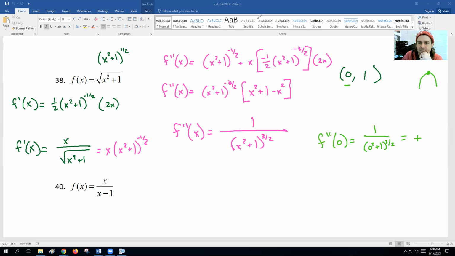Oh my, I always get this confused because I think positive would be a max, but positive is not a max. Positive curves like that, it makes it happy, so the critical point there would be a min. So there is one extrema on 38, at (0, 1). That is a minimum.